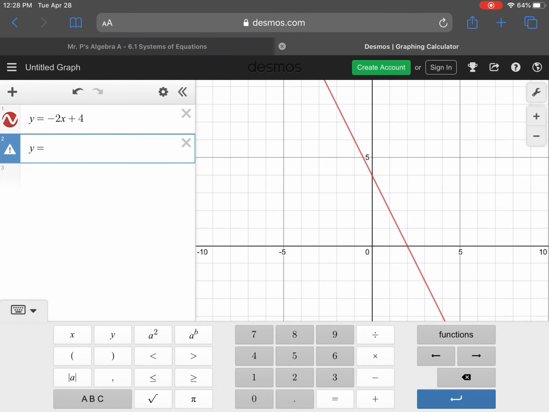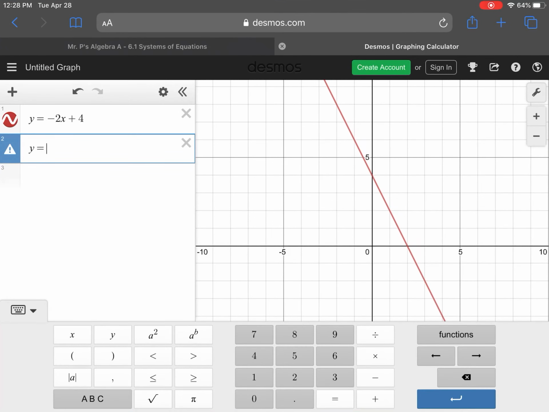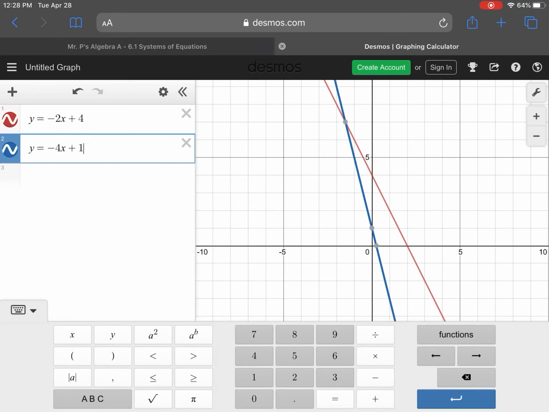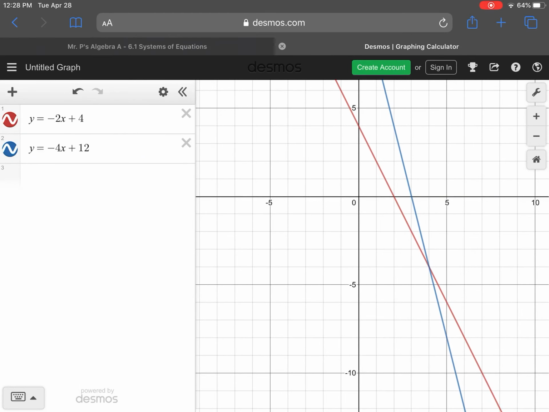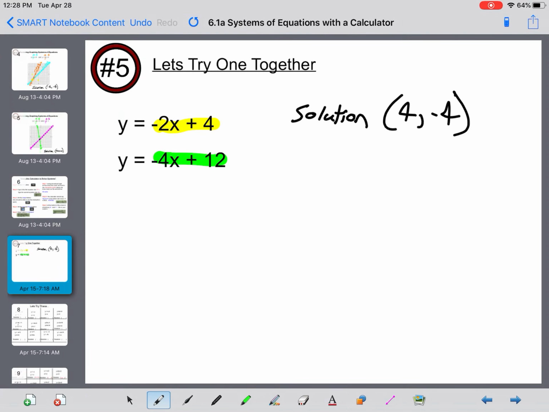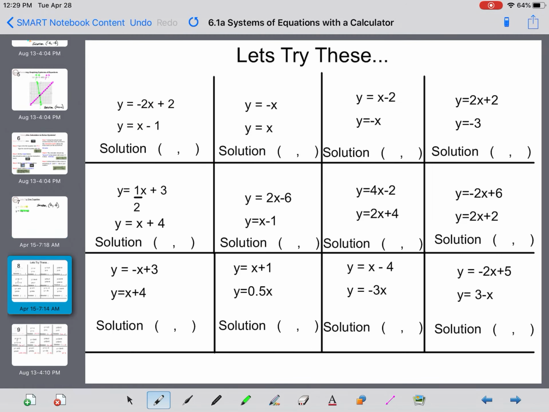Type in again, y equals -4x plus 12. And if you notice, now we can kind of move around on the graph a little bit. Here's our intersection point, and what is it? 4, -4. Same exact answer, two different ways to get it. Solution 4, -4.